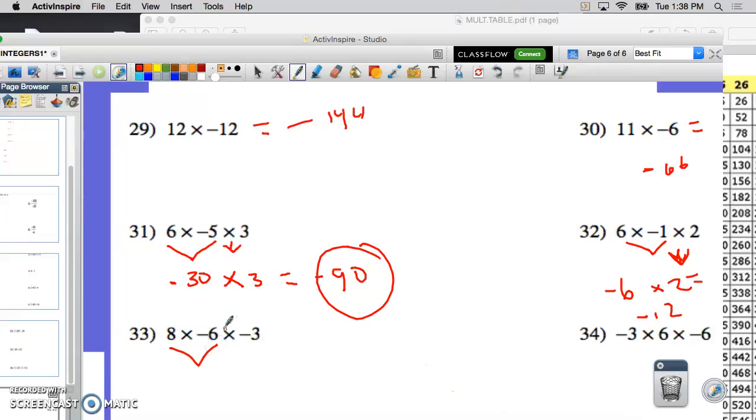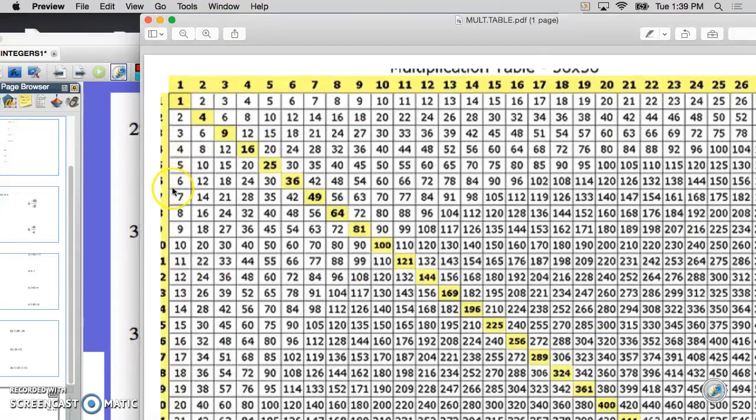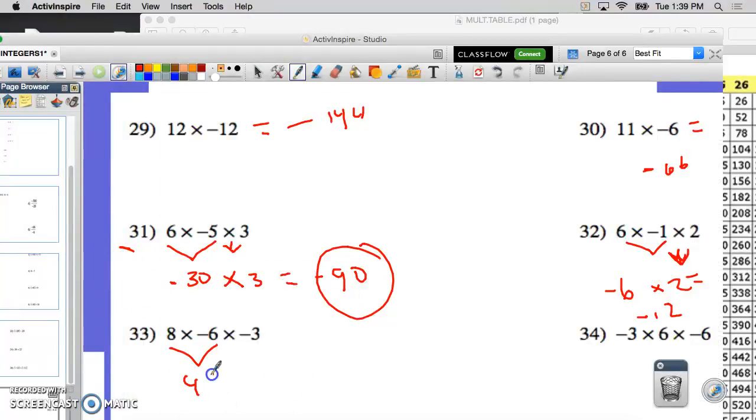6 times negative 8. Okay? 8 times 6. Actually, I don't know that fact. 8 times 6 is 48. So negative 48, bring down the rest. So now I have negative 48 times 3.